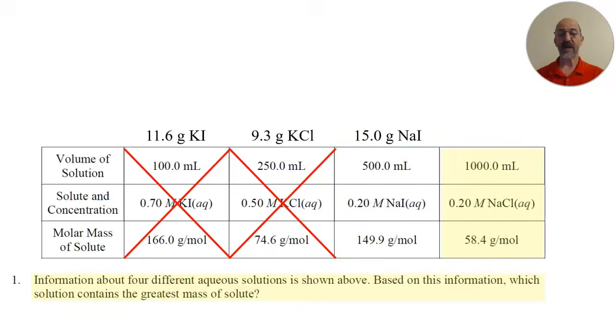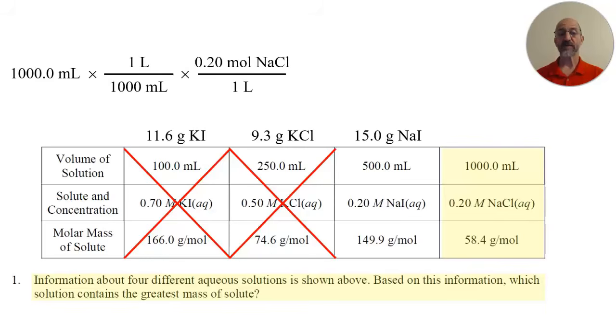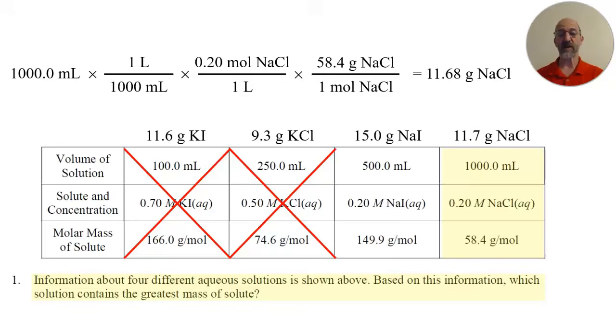So now it comes down to choice D. We have 1 liter, or 1,000 milliliters, 0.20 moles of sodium chloride, NaCl, per liter, and then I'll finish it up with the molar mass, 58.4 grams of sodium chloride per mole. So obviously 1,000 divided by 1,000 is 1 times 0.2 times 58.4. I get about 11.7 grams of sodium chloride.